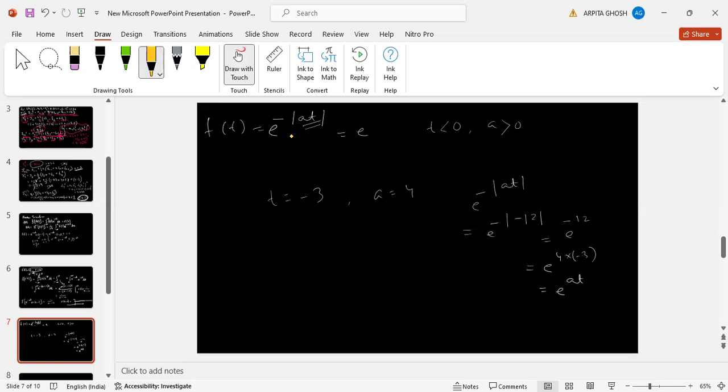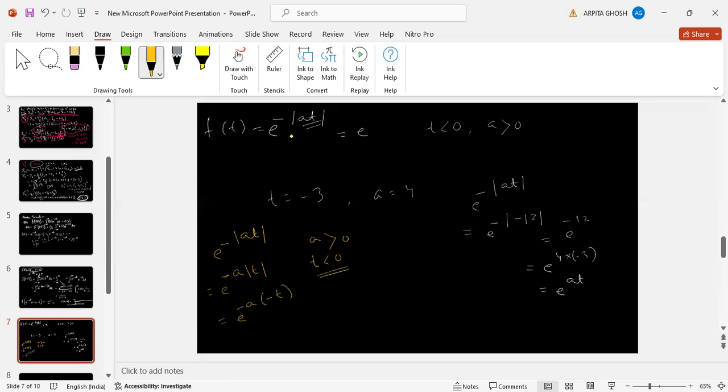It is e to the power minus mod of a into t. A is a positive quantity. Now suppose t is less than 0. So this is what? E to the power minus, a is positive quantity, forget about this. We can take that a out of mod sign, and this is mod of t. Now t is negative. Then mod of t is equal to minus t, isn't it?